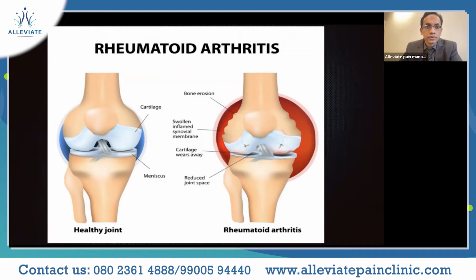What you're seeing over here is the bone, and then the swollen, inflamed synovial membrane. And we have the cartilage over here as well, which is wearing off. The joint space gets reduced, which is a very pathognomonic feature of arthritis. So this is in comparison with rheumatoid arthritis, wherein the knee becomes red, inflamed, and swollen.